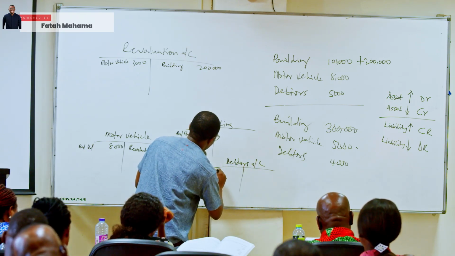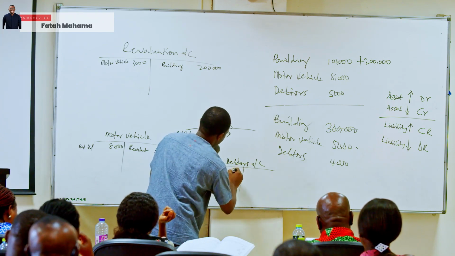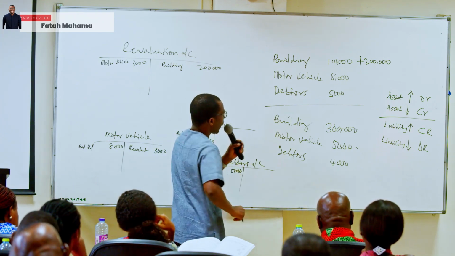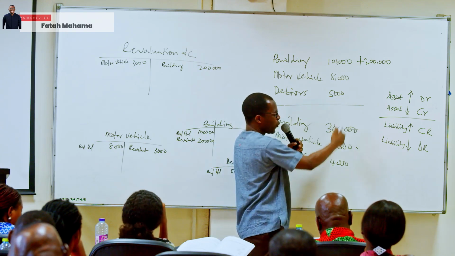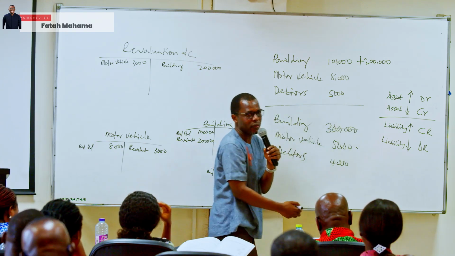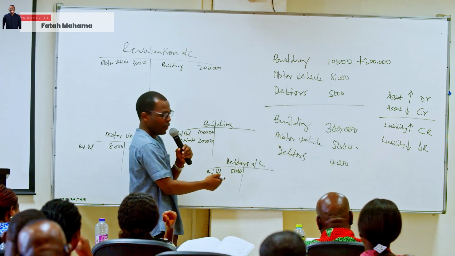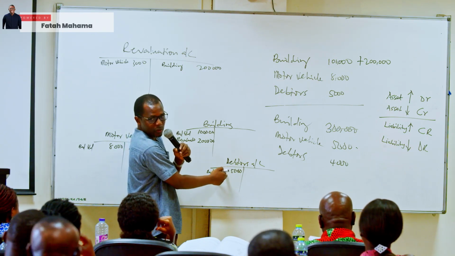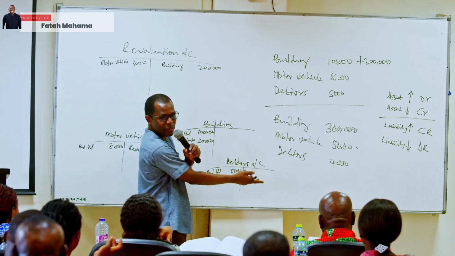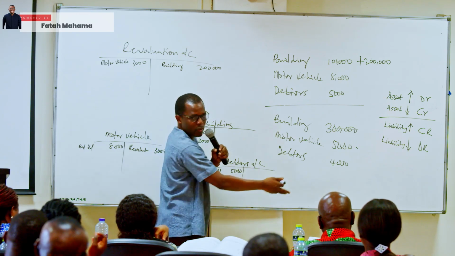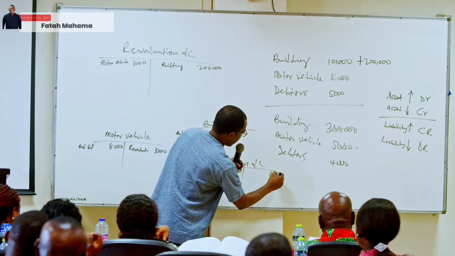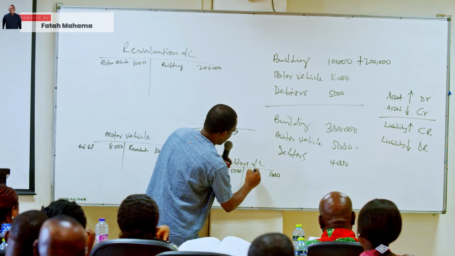Balance brought down. How much? 5,000. What has happened to debtors? It has reduced by 1,000. Right? But to come down, what must we do? We must cancel 1,000. So to cancel 1,000, we must put it to the credit. So we put 1,000 in. Description, revaluation.